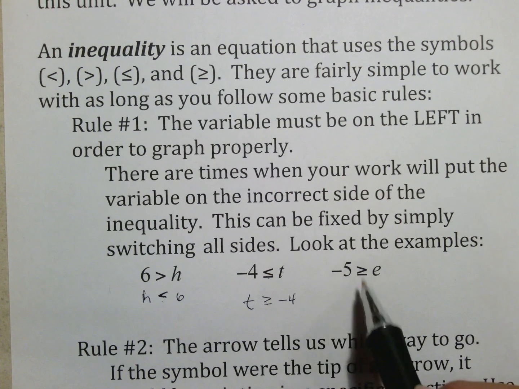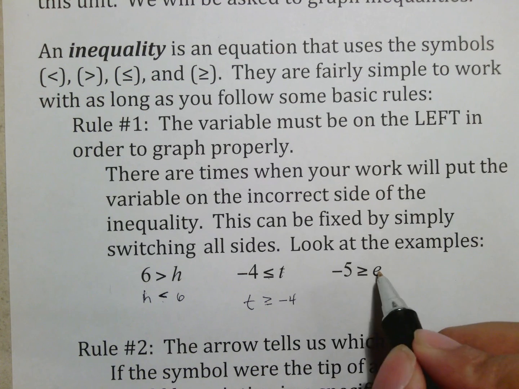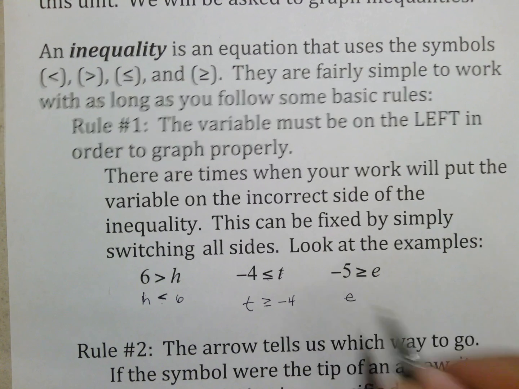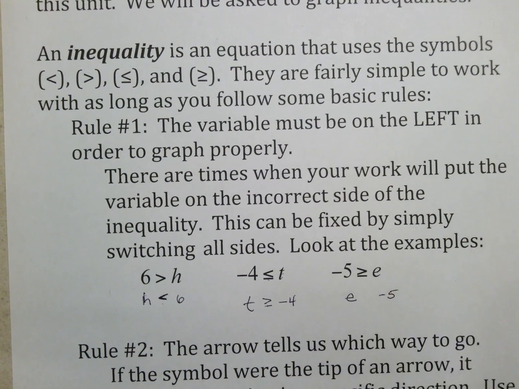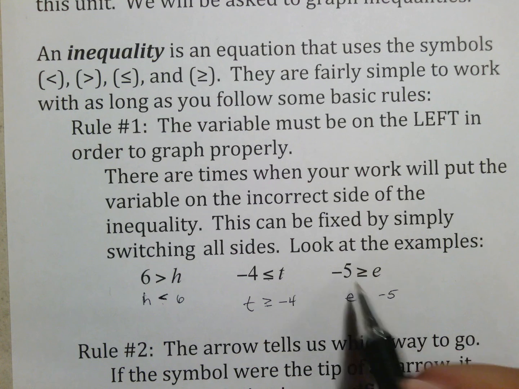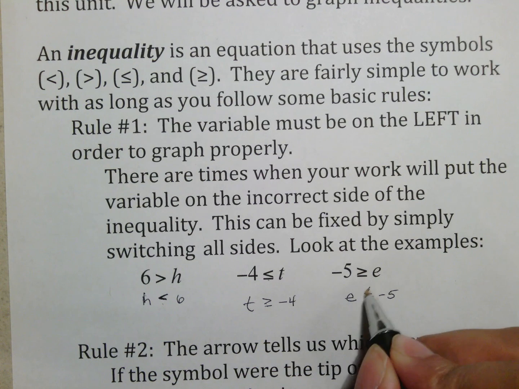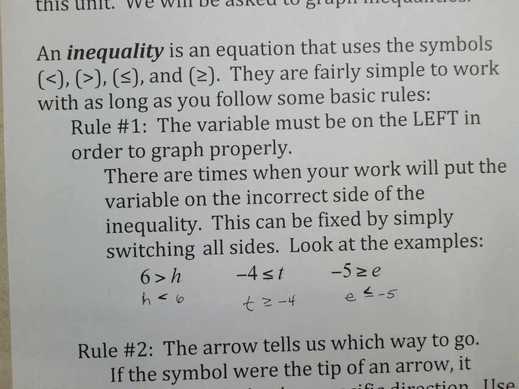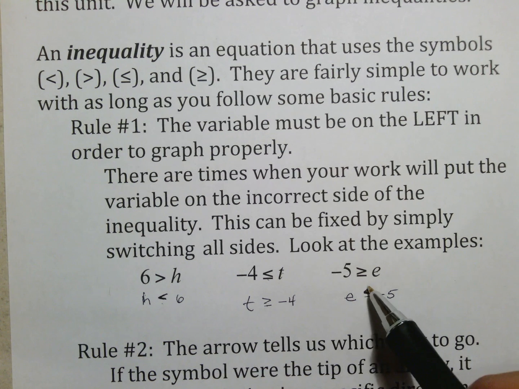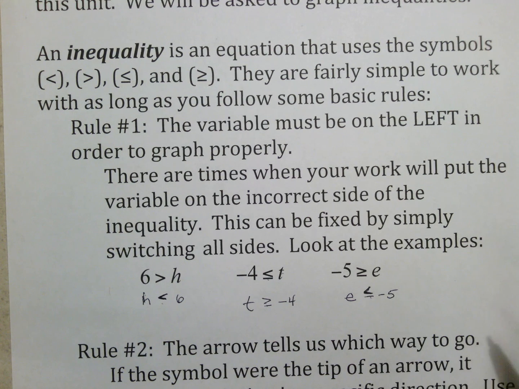In the next one, -5 is greater than or equal to E. Again, E should be in front, so we will put E over here, -5 over there. Our symbol is pointing at E, and so we continue to allow our symbol to point at E, and it becomes E is less than or equal to -5. That is the first thing, again, that you have to deal with when it comes to this unit.